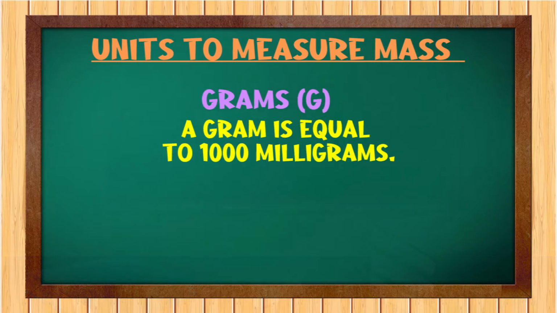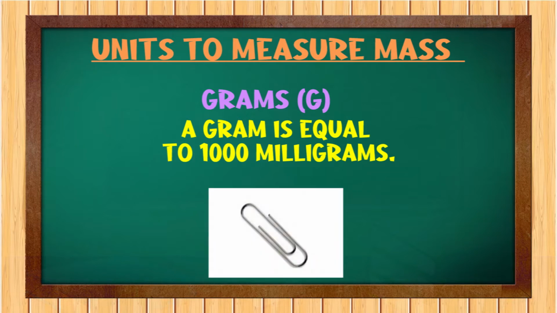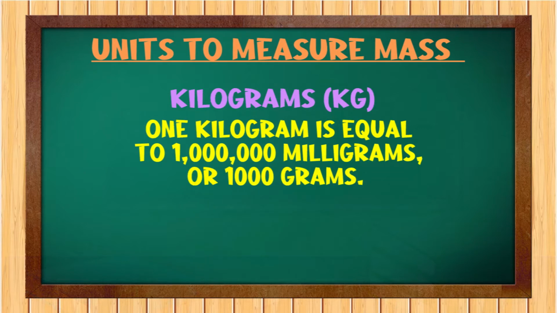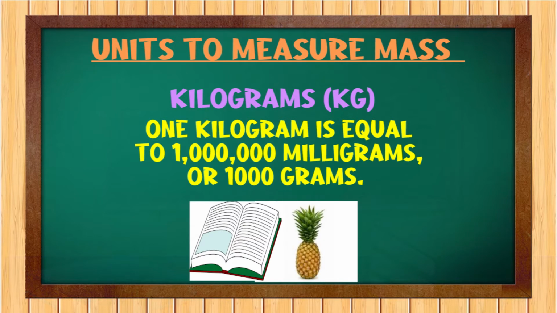There is also grams. A gram is equal to 1,000 milligrams, and grams are written using the letter g. When you think of gram, think of the size of a paper clip. Lastly, there is kilogram. Kilograms are represented by kg. 1 kilogram is equal to 1 million milligrams or 1,000 grams. When you think of kilograms, think of the weight of a textbook or a pineapple.